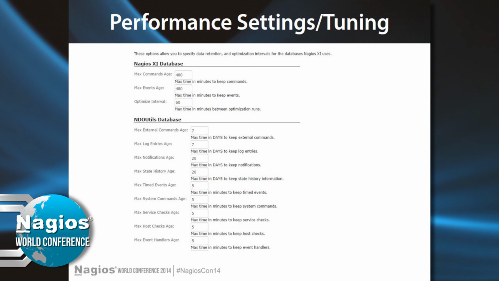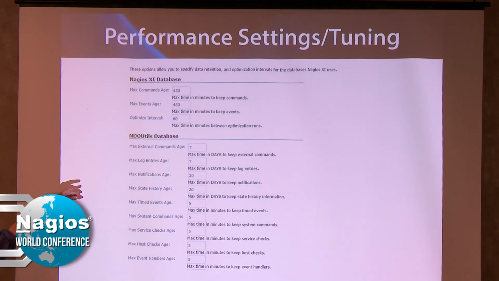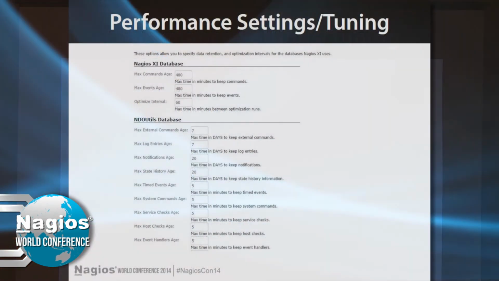And then one more example here. You can also change, for instance, how long the NDO utils database retains historical data. So your max log entries age for Nagios XI, state history age, things that are used in your reports. So you can actually bump this out further if you're looking to retain more data for your Nagios XI reports.